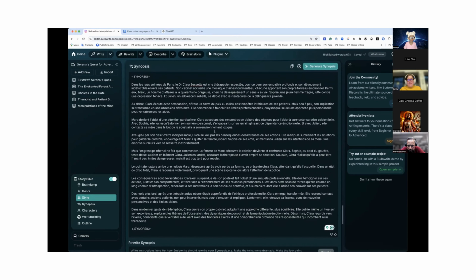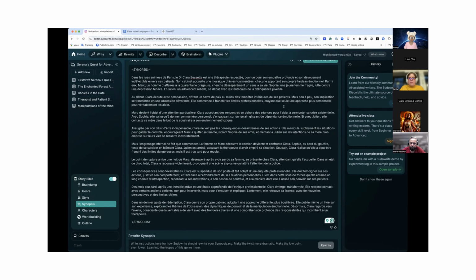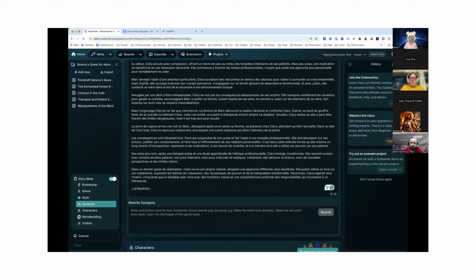Okay. So au début, Clara écoute avec compassion. So she's doing her work as a doctor. She's intérieur de ses passions, mais un peu de son implication se transforme dans une obsession dévorante. So she could become obsessed. Elle commence à franchir les limites professionnelles. So she's crossing the line. And she believes that the personal approach is the only approach that she can really help her patient with. Marc devient l'objet de son attention. So she's falling for that guy, and he's her patient.